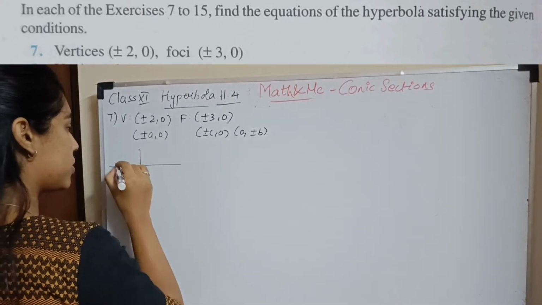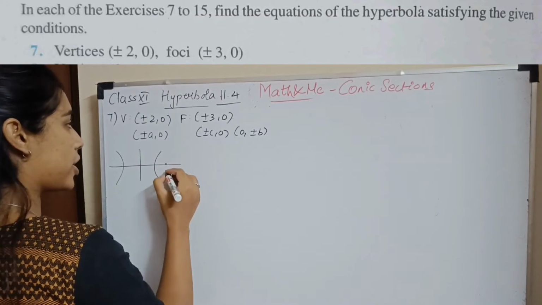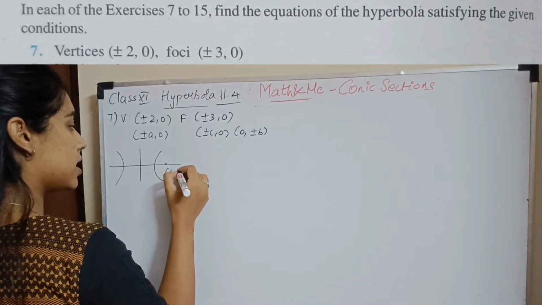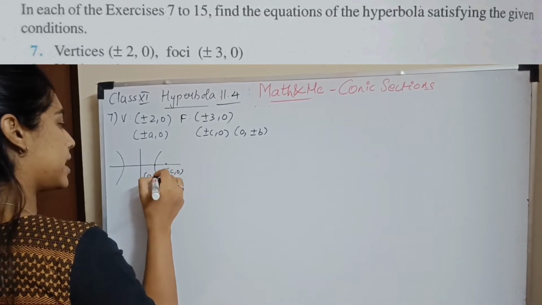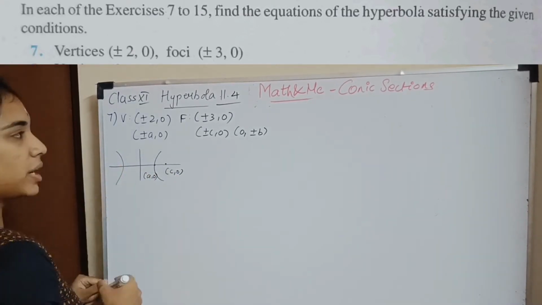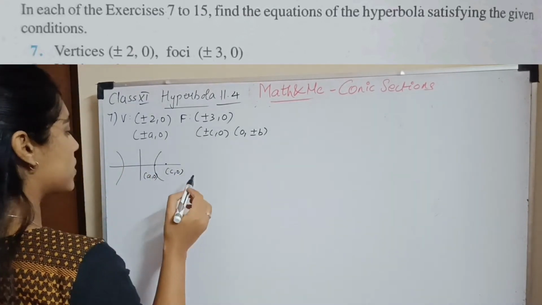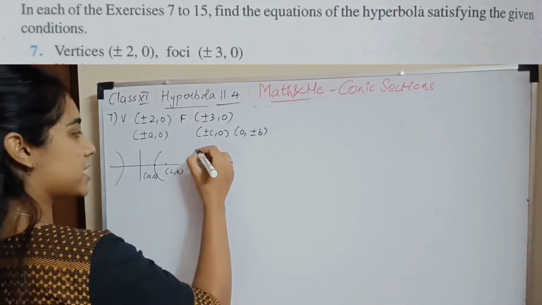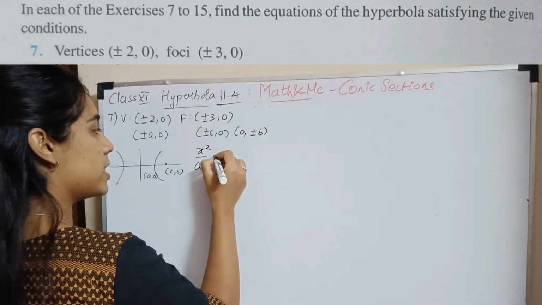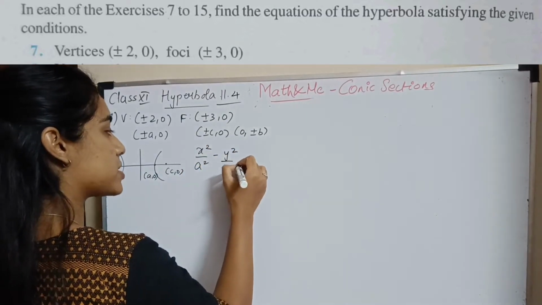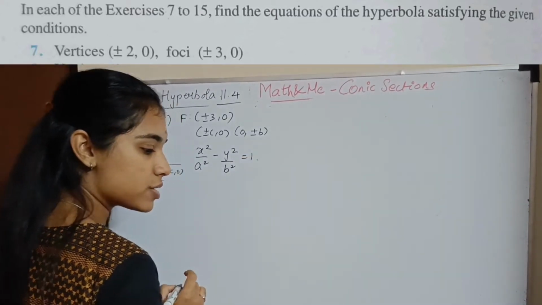So how does your hyperbola look like? It looks like this, where your point c is over here. So c, 0 and this is a, 0. This is minus a, 0 and minus c, 0. So how does your equation look like? When the hyperbola is along the x-axis, it's x square by a square minus y square by b square equals 1. You're asked to find the equation of the hyperbola.